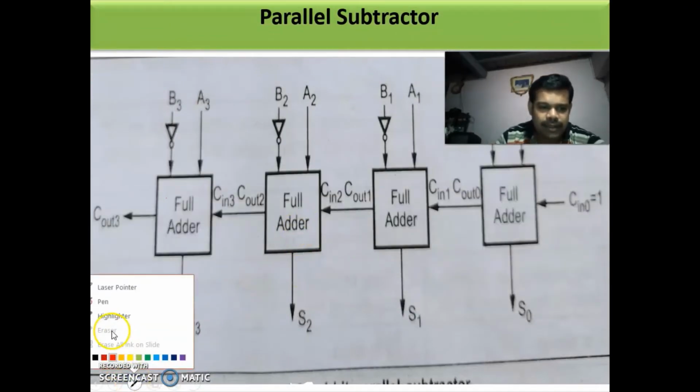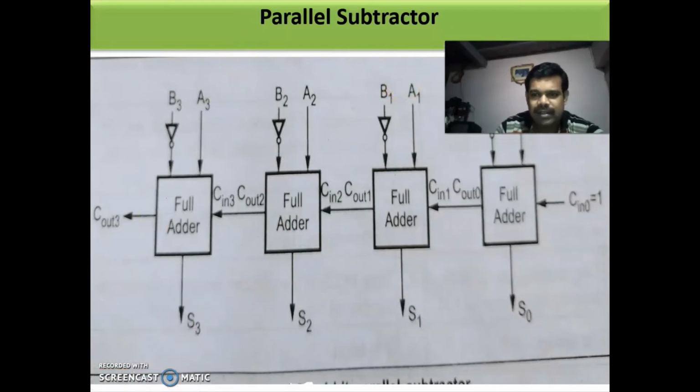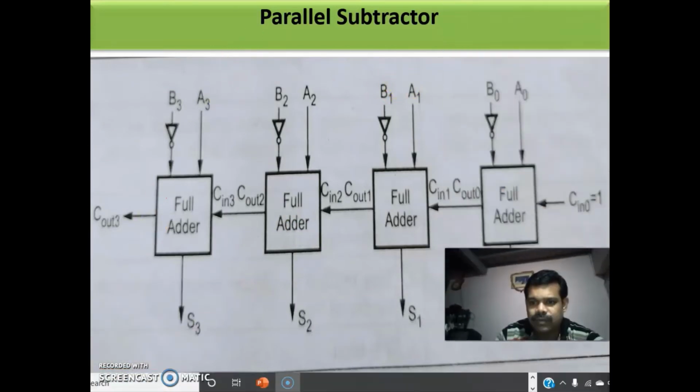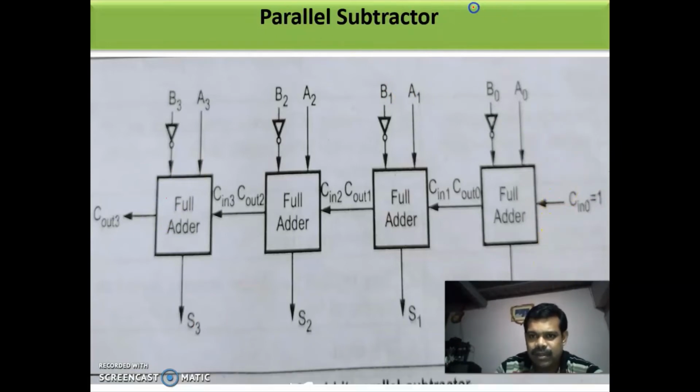So we will take two numbers, that is 5, that is 0 1 0 1. We will make it fast. 0 1 0 1, and B we are having 0 0 1 1. So 1 1 0 0. So these inverters perform the ones complement operation, so you'll be getting 0 0 1 1.